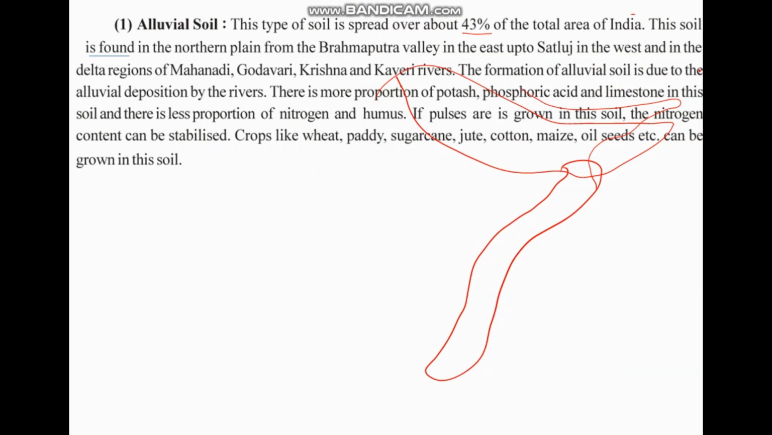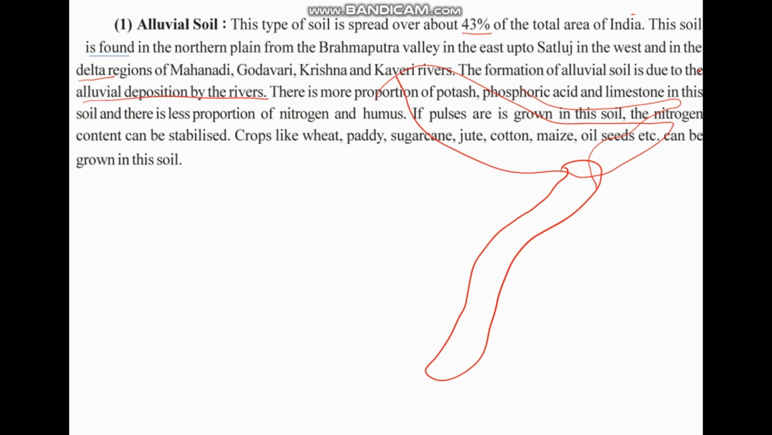In the northern plains of Brahmaputra valley, in the east up to Satluj in the west, and in the delta region. Delta is the triangular form which is at the mouth of the river Mahanadi, Godavari, Krishna and Kaveri. The formation of alluvial soil is due to the alluvial deposits by the river.